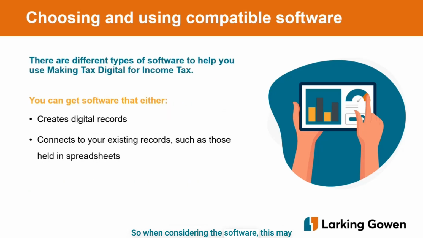So when considering the software, this may be a full accounting system such as Xero, QuickBooks or FreeAgent, just to name 3. But it could also end up being what we term bridging software. This is software which may connect to your existing record keeping, which could be spreadsheets, and allow the submission of a quarterly report, providing that bridge to HMRC.